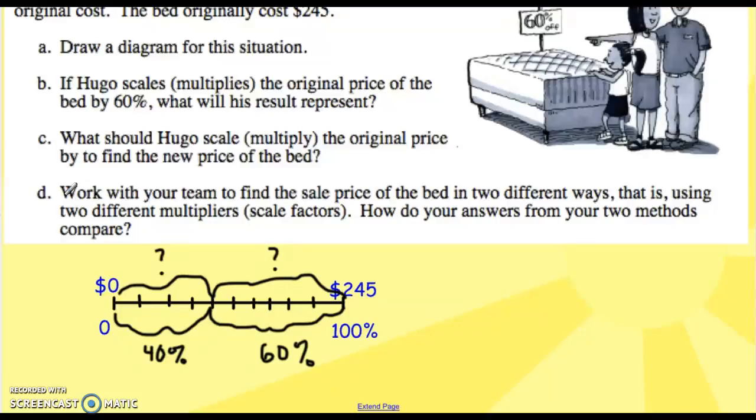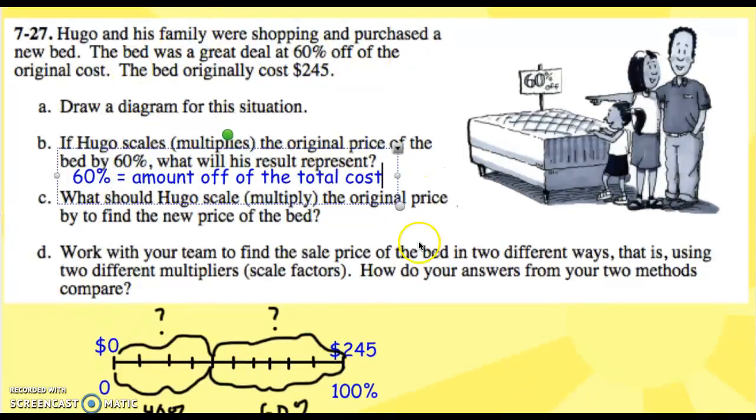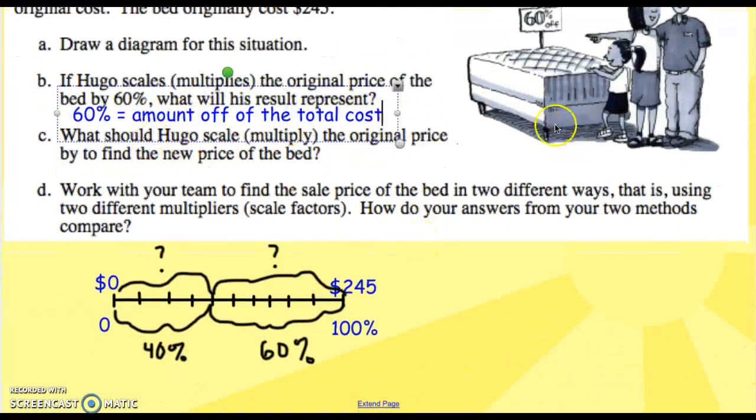B says, if Hugo scales or multiplies the original price of the bed by 60%, what will his result represent? And that's what we just talked about as I was making my chart, that 60% equals the amount off of the total cost. Because if I go back, it's 60% off, so I don't pay that amount. It's off of the total cost. So that's the answer for B. 60% represents the amount off of the total cost. Make sure you have that written in your notebook first of all.